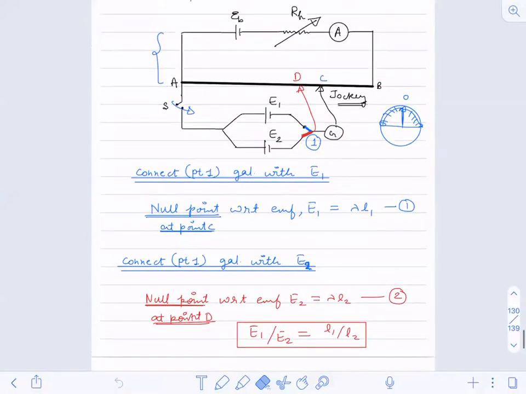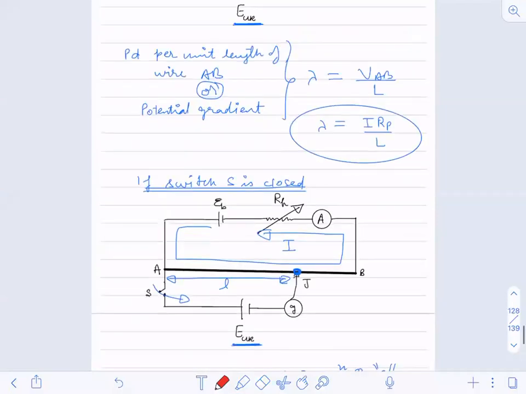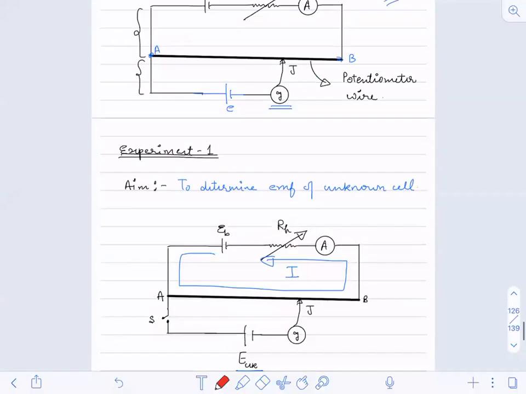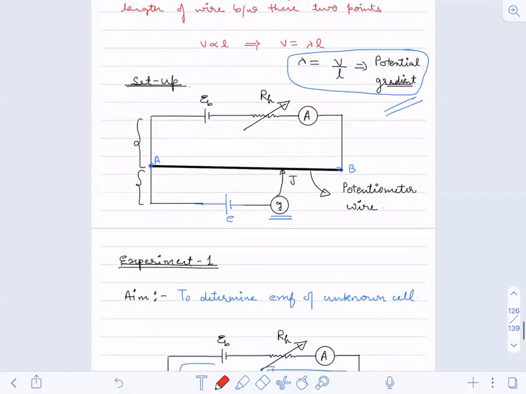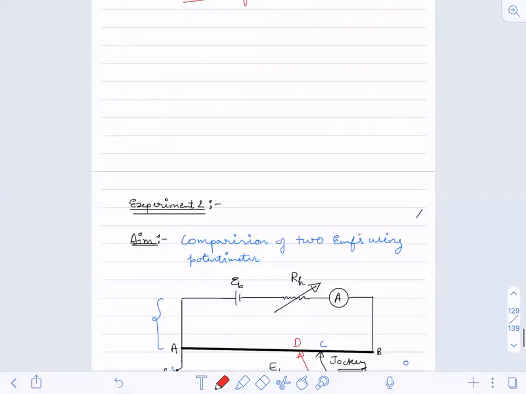So, this was the final result for experiment two. Experiment one was to calculate or determine the EMF of an unknown cell, and the second was to compare the two EMFs using the potentiometer.